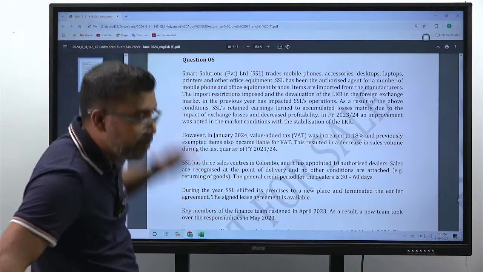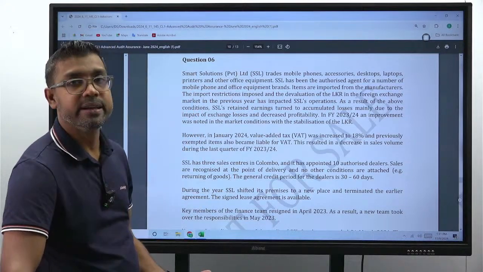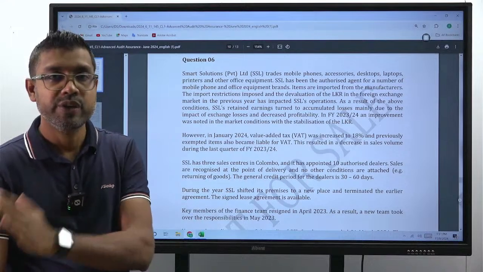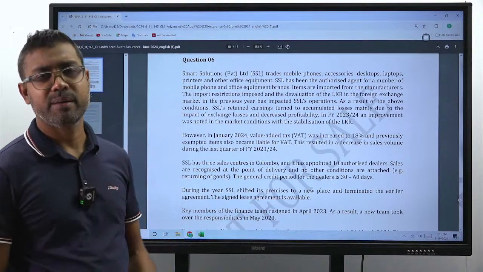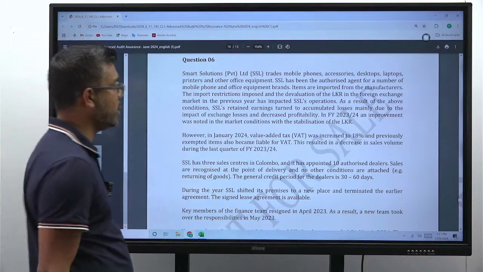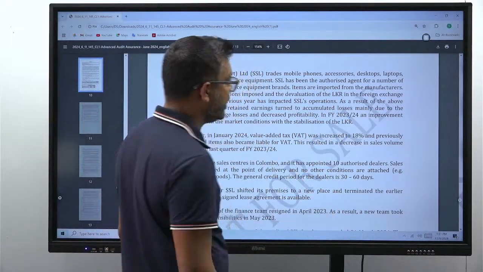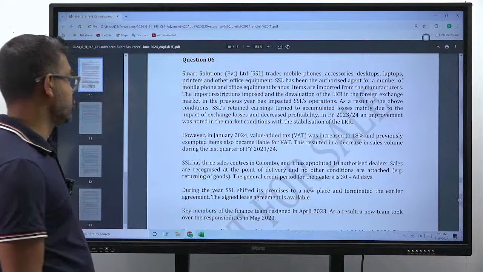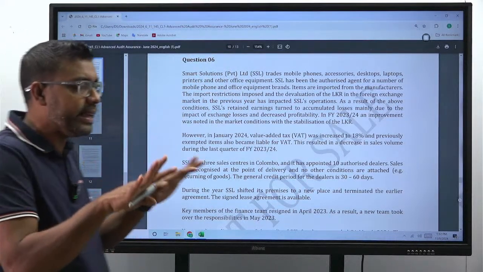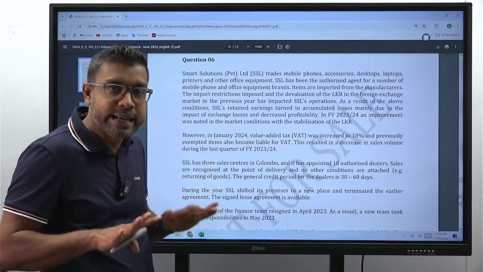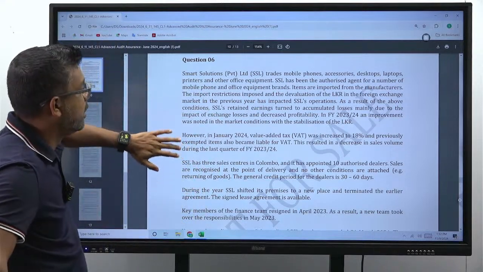Because of the import restriction and the devaluation of LKR has resulted in accumulating losses, which will indicate going concern risk. Number one answer we have written. That's the answer for our first risk, right? Assessment. In financial year 2023-2024, an improvement was noted in the market condition with the stabilization of LKR. Now LKR is getting appreciated. Now it's a little bit okay, but still you have ended up with accumulated loss.